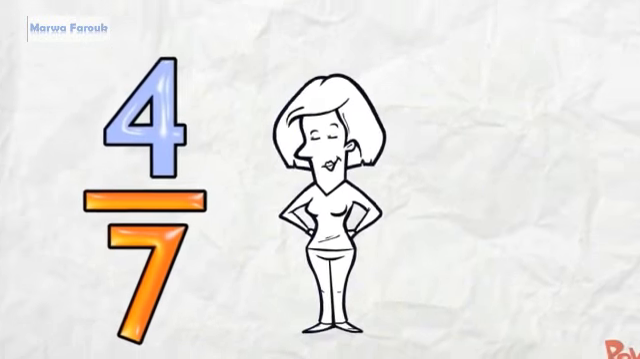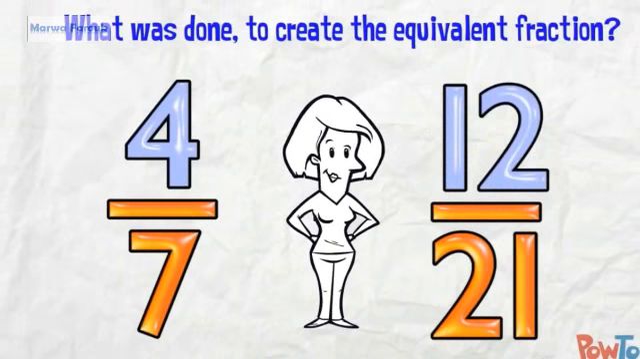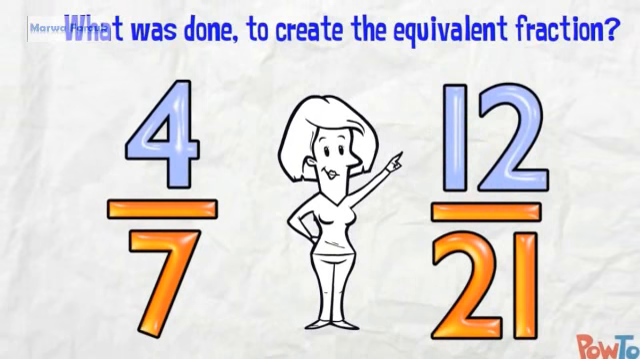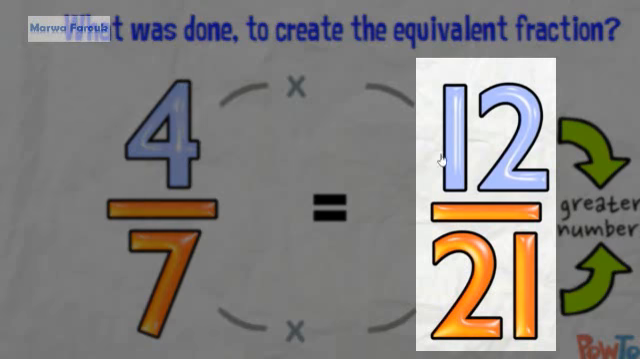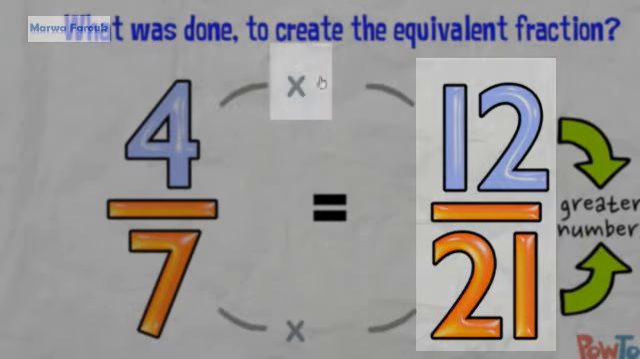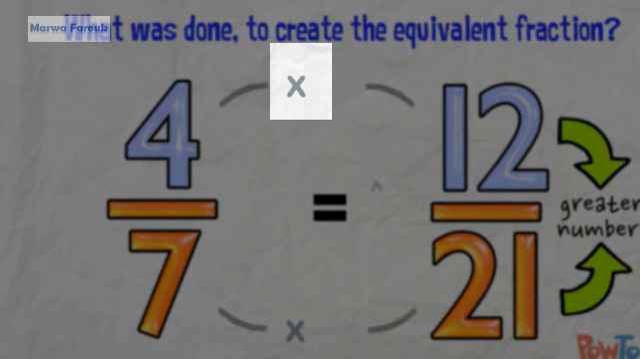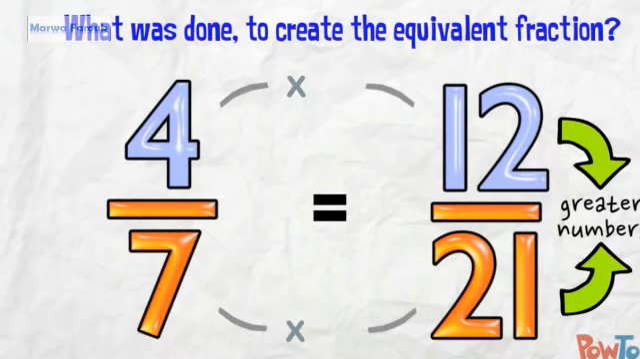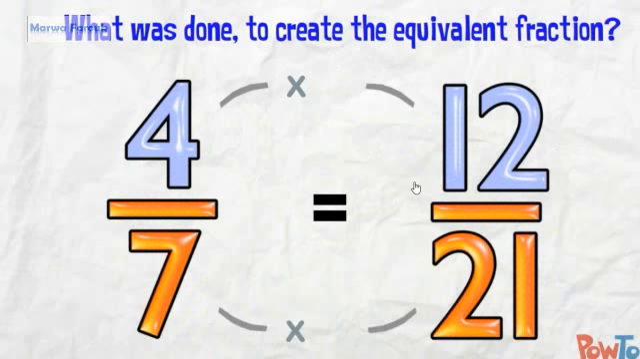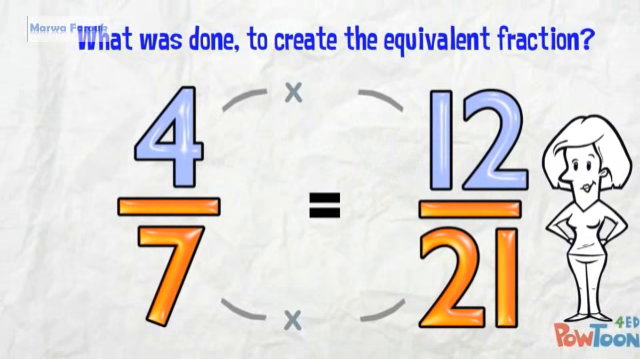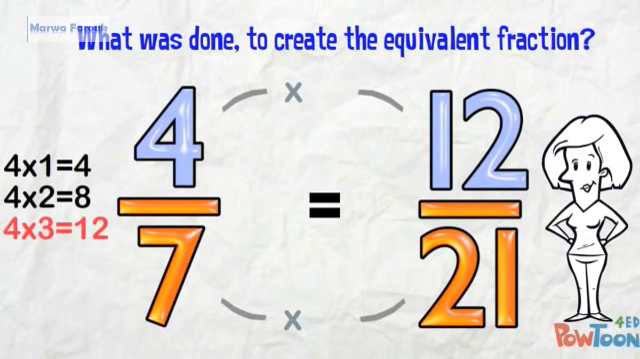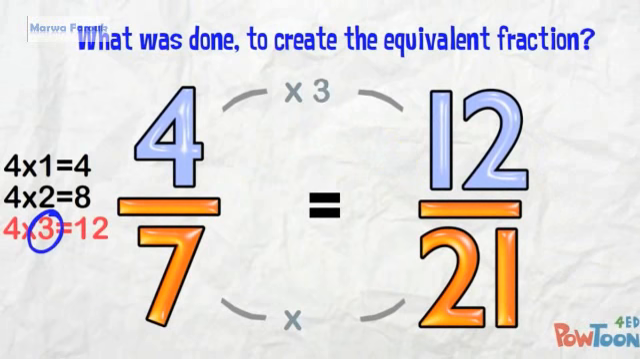We have the fraction 4 over 7 and another fraction which is 12 over 21. What was done to have two equivalent fractions here? We have to make sure first that here we have greater numbers than the first fraction. So we are going to multiply, not divide. I will think 4 times what equals 12? I will think 4 times 1 equals 4. 4 times 2 equals 8. And 4 times 3 equals 12. So 3 is the answer.